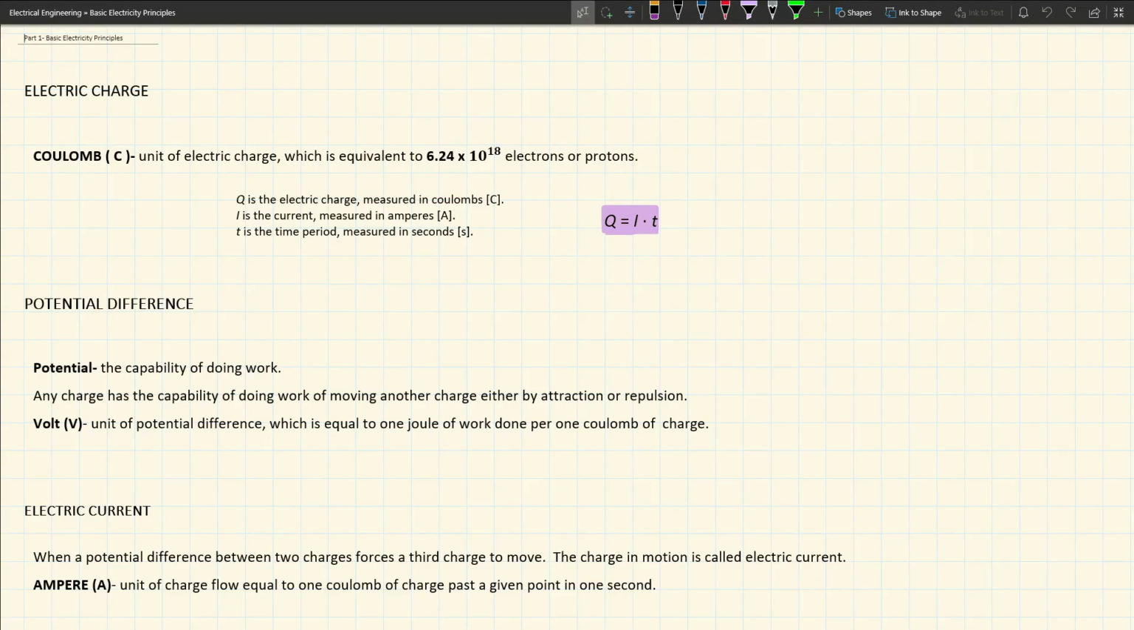Electric current is when a potential difference between two charges forces a third charge to move. The charge in motion is called the electric current. Ampere is the unit of charge flow equal to 1 coulomb of charge past a given point in 1 second. We can also refer to the formula Q = I × T.